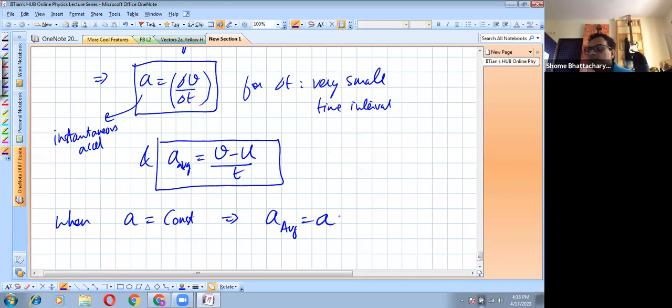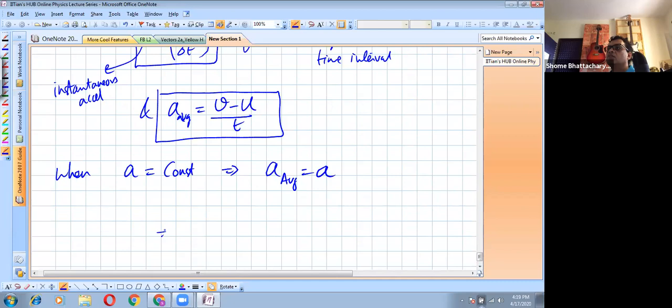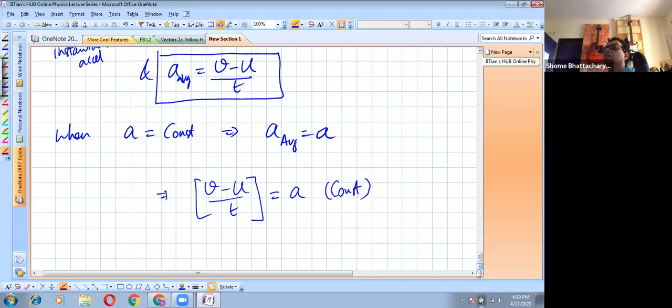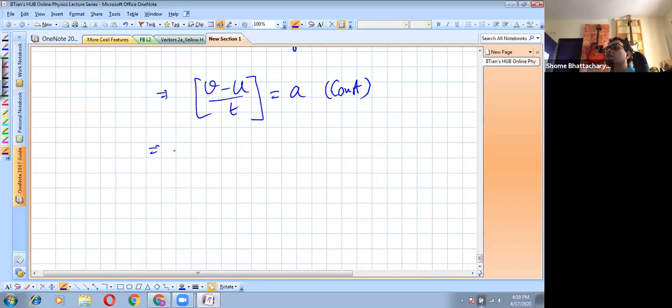If I'm moving along a straight line such that my acceleration is never changing, it is always increasing at a uniform rate, or the velocity is always decreasing at a uniform rate, then for the entire journey my average acceleration will be equal to nothing but the instantaneous acceleration's constant value. So the moment that happens, we can say that v minus u divided by time, which is the average acceleration, the change in velocity over the total change in time, becomes the constant. And that is how we get the relation that v is equal to u plus a t.